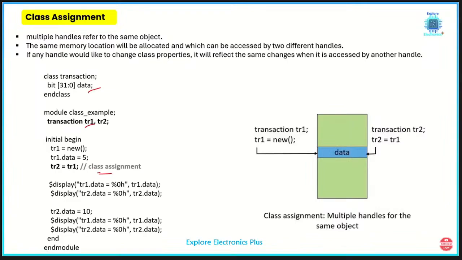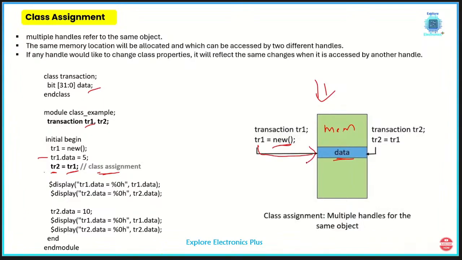Next we have a class assignment. Now tr1 will be having data 5. We are assigning the class tr1 object to tr2. Now if you see the diagram here, when we are doing the new function, it will allocate a memory. So this memory will be having a data inside. This tr1 is pointing to that.